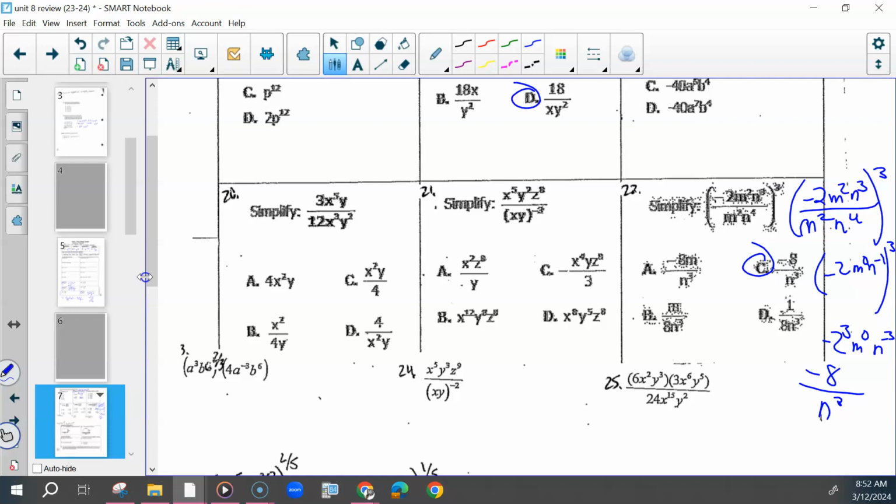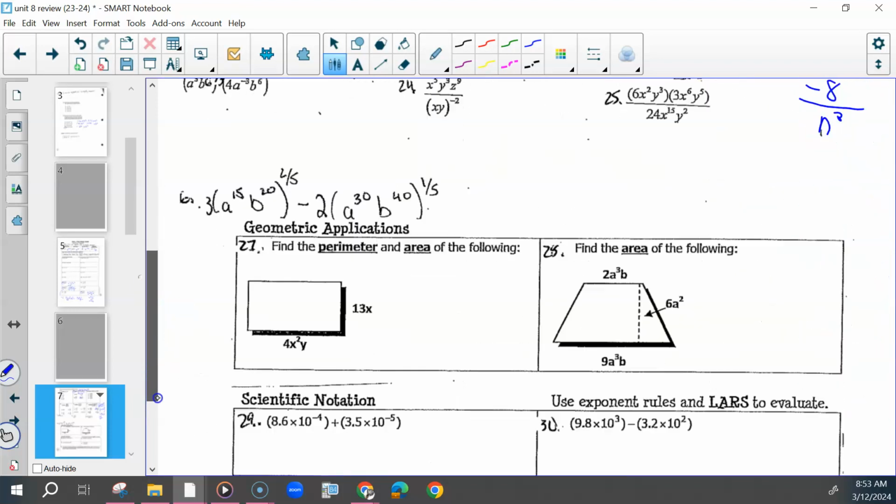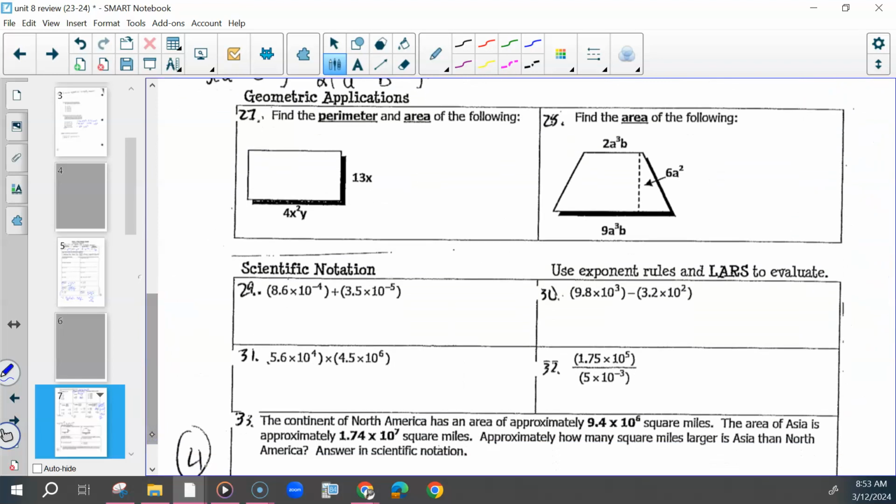Do we have any questions about 23 through 33? And then we'll go on to the next page.